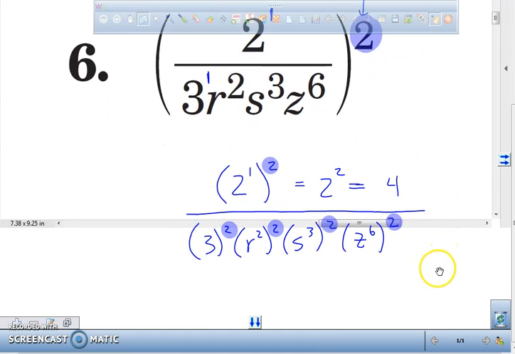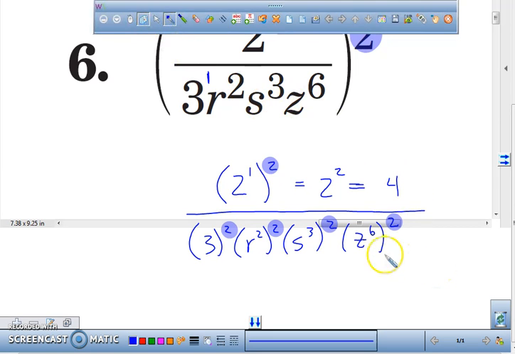Now, yesterday we talked about what is a power of a power. What do we do when we have a power of a power? We multiply. Power of a power, we multiply.